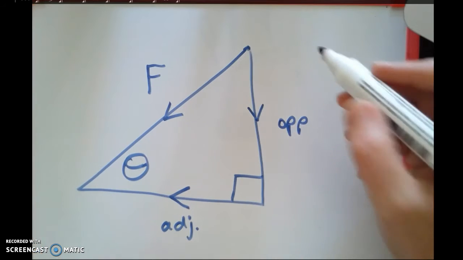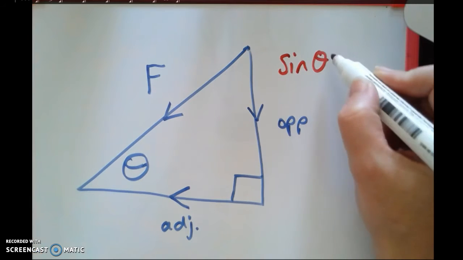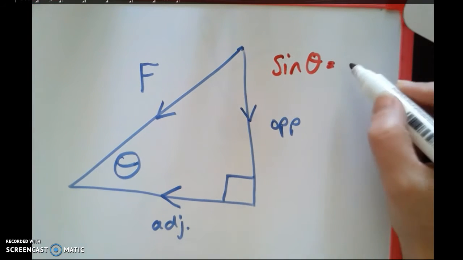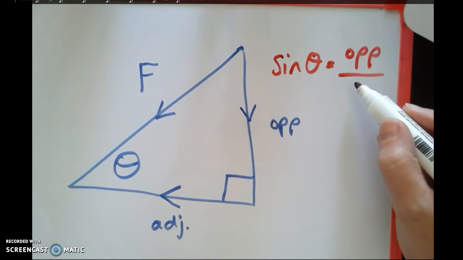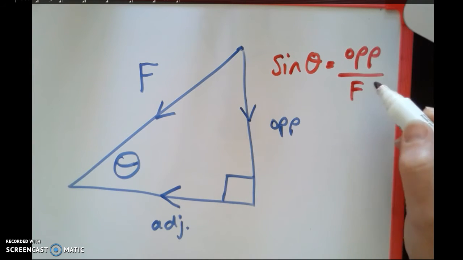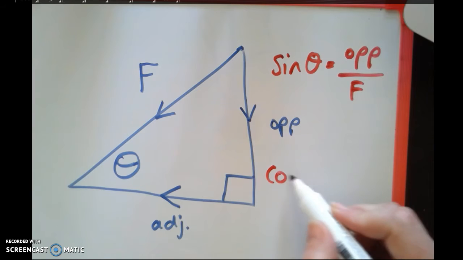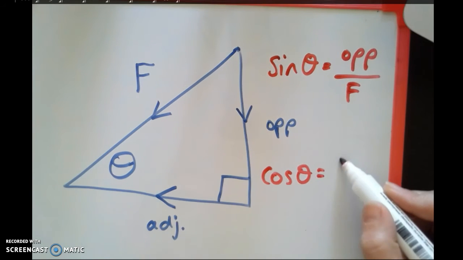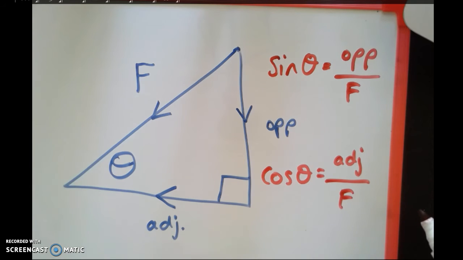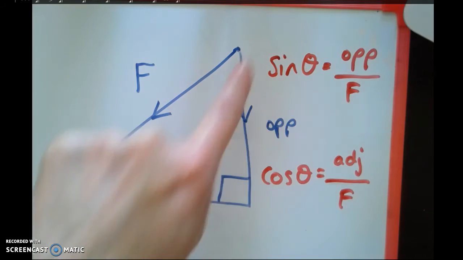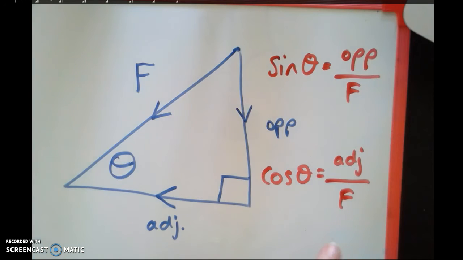So sine theta is going to equal opposite over hypotenuse, F. Cos theta is going to equal adjacent over hypotenuse, or F. So now we've got some great relationships happening here. We can use these to plug them back into the triangle.